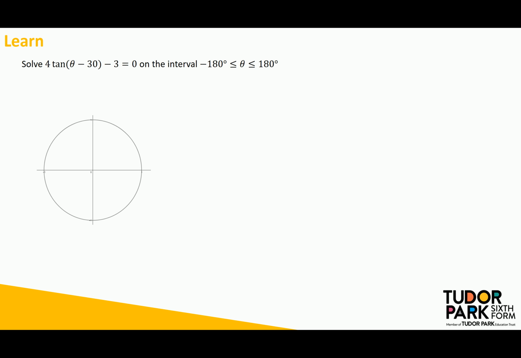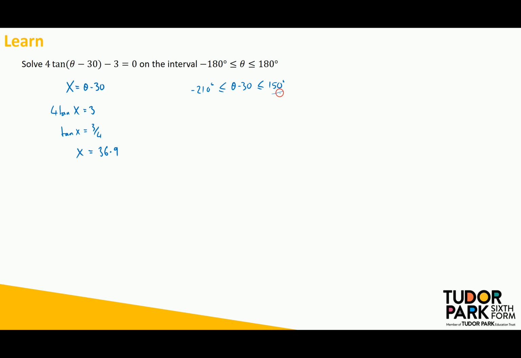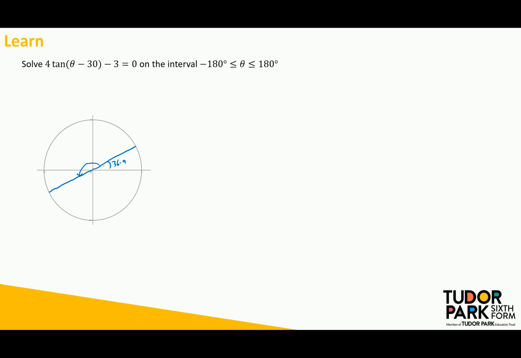So on my diagram, I draw on 36.9, and I know that for tan I just extend backwards, and for a further solution from 36.9 I would have to add on 180 to get to this solution. Well, that's going to take me out of range, because I know that my range for this stops at 150, so I can just leave that solution. The other one would be going back 180 degrees, so 36.9 subtract 180, and that's going to give me negative 143.1.